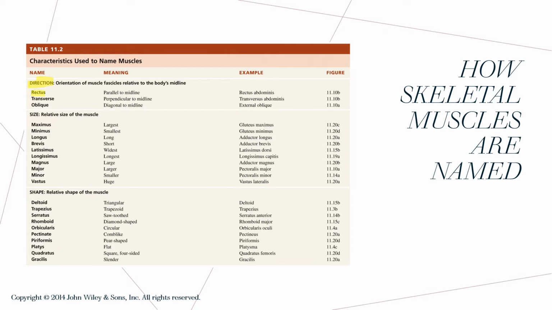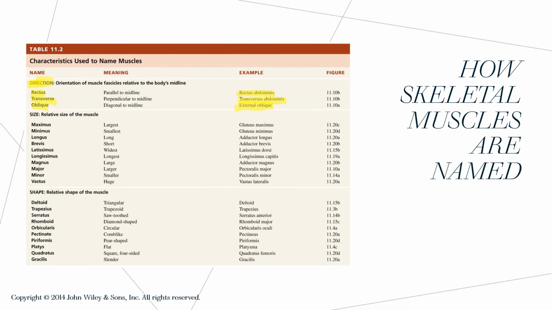We have terms like rectus, which means parallel to the midline, transverse, which is perpendicular to the midline, or oblique, being diagonal to the midline. We have muscles like the rectus abdominis, which is going to be parallel to the midline, transverse abdominis, and then the external and internal oblique muscles, which are going to be diagonal.